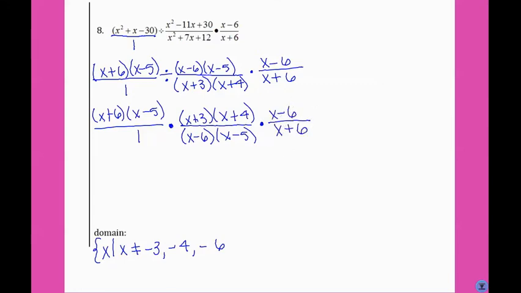If we needed to flip the second fraction, there would have been parentheses here at the beginning saying we're dividing by this whole thing. All right, now we can cancel our factors that are on top and bottom. Remember, they don't have to come from the same fraction. So x minus 5, x minus 5, x minus 6, x minus 6, x plus 6, x plus 6, and the only things we're left with are x plus 3 and x plus 4.